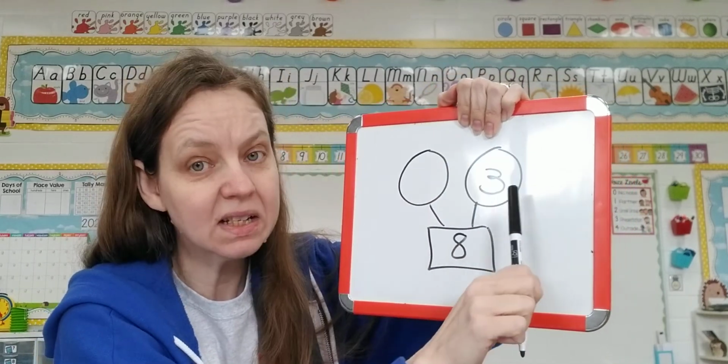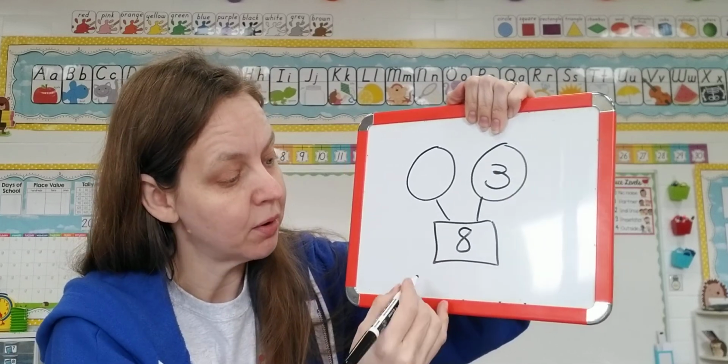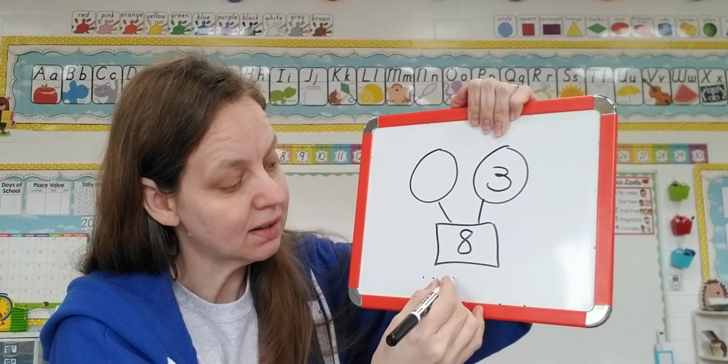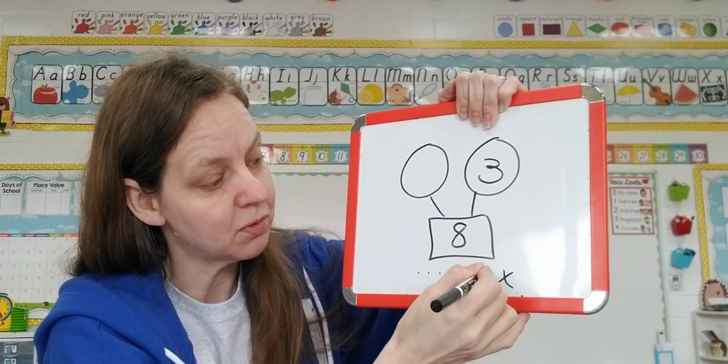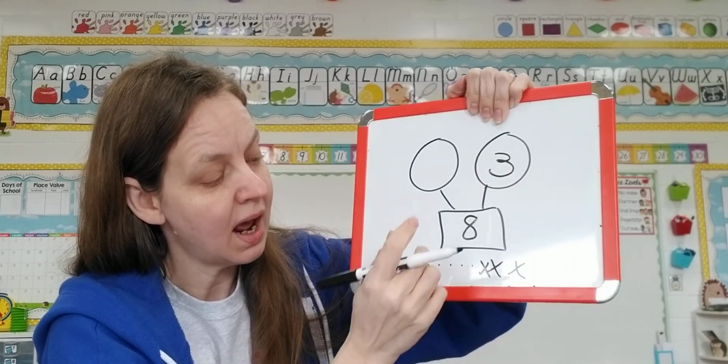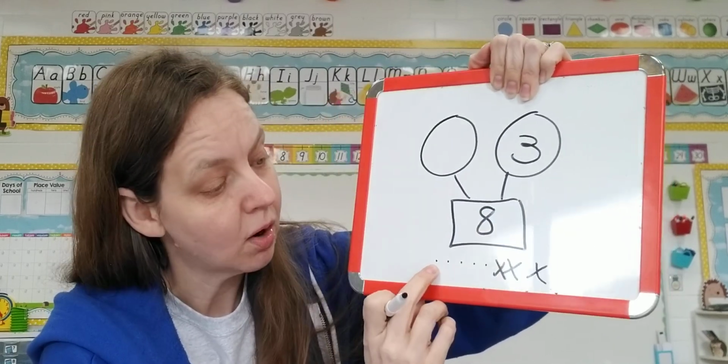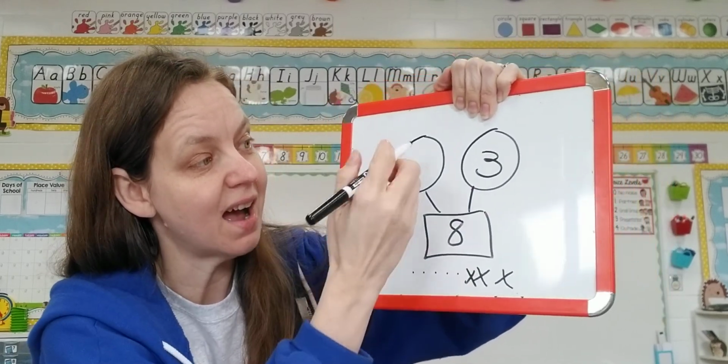If I had 8 and 3 broke, I'm going to draw 8 dots. And I'm going to cross out 3 because we're subtracting. And how many are left? Let's count. 1, 2, 3, 4, 5.